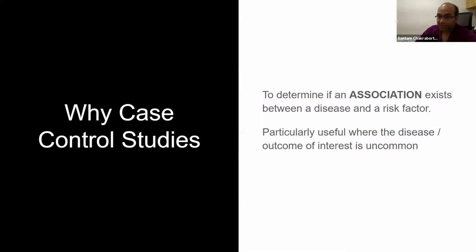Now, why do we do case control studies? Basically, to see if there is an association between a disease and a postulated risk factor. Where this is useful is when you have a disease which is uncommon or evolves over a long period of time. So you do not have the resources and the time to actually study this disease prospectively.